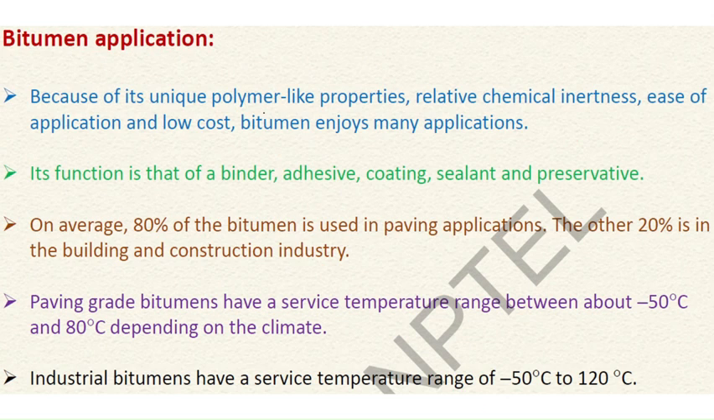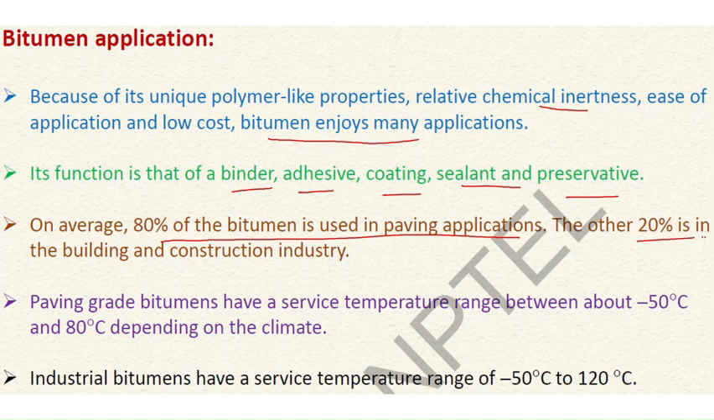Bitumen application: because of its unique polymer-like properties, relative chemical inertness, ease of application and low cost, bitumen enjoys many applications. Its function is that of a binder, adhesive, coating, sealant, and preservative. On average, 80% of the bitumen is used in paving applications, and the other 20% is used in the building and construction industry. Paving grade bitumens have a service temperature of minus 50 to 80 degrees C depending on the climate, and industrial bitumens have a temperature range of minus 50 to 120 degrees C.